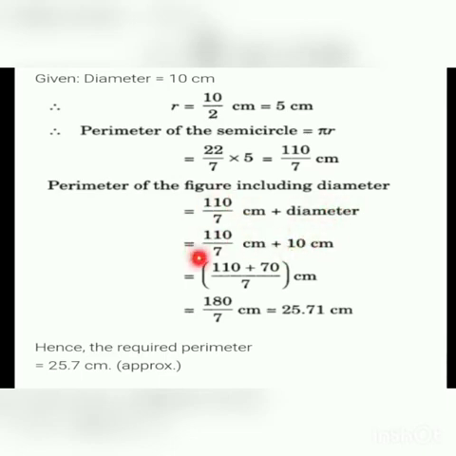Now this is a fraction, this is a whole number. So how will you add? Finding the LCM. Nothing else here, it is just adding the diameter. The diameter is given as 10 centimeter, which is a whole number, and this is a fraction, so we have to find the LCM. Now the LCM is 7, so here 70 comes. Now adding, you will get 180 by 7, which is 25.71, the required perimeter or circumference of the given figure.